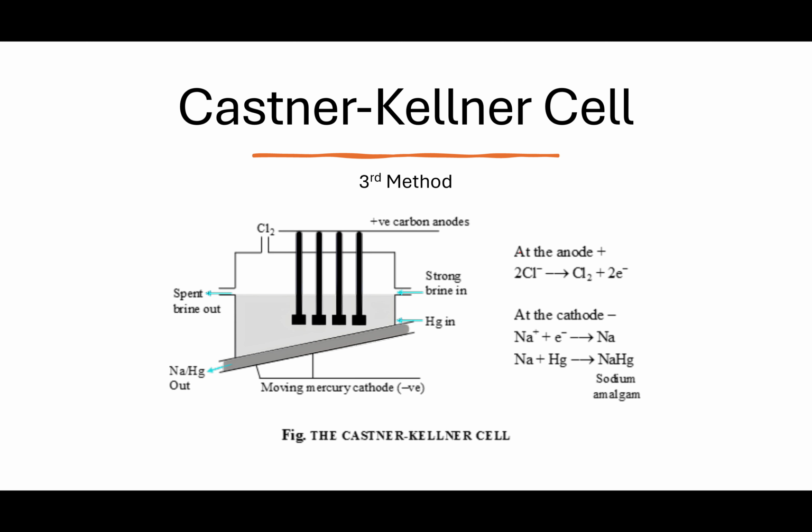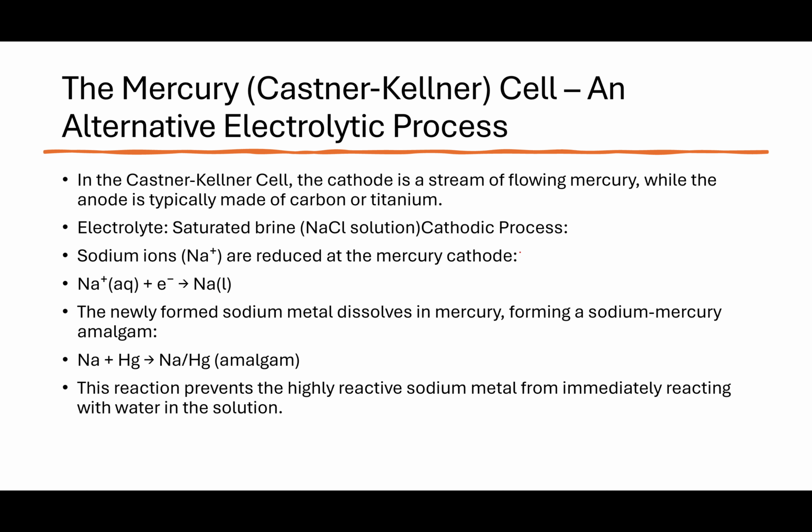The Kastner-Kellner cell. All right, so we have this as the last cell that we will look at. Colloquially, it's called the mercury cell. It's an alternative electrolytic process. In the Kastner-Kellner cell, the cathode is a stream of flowing mercury, while the anode is typically made of carbon or titanium. The electrolyte is still the saturated brine. They will still take it from the brine.